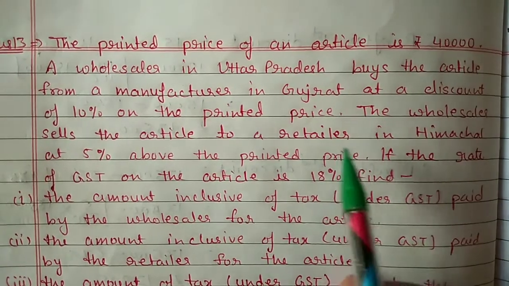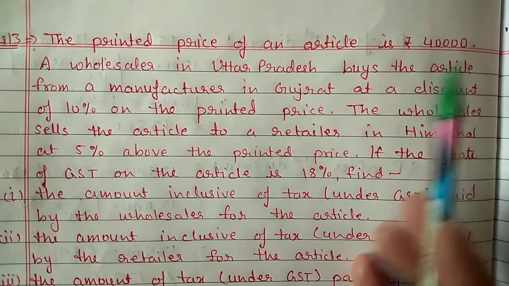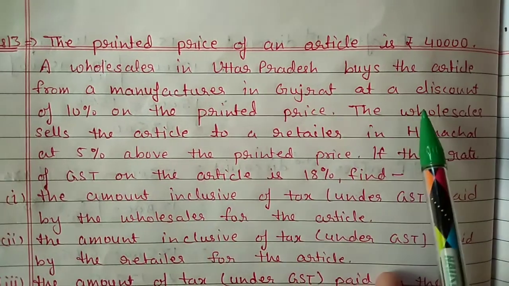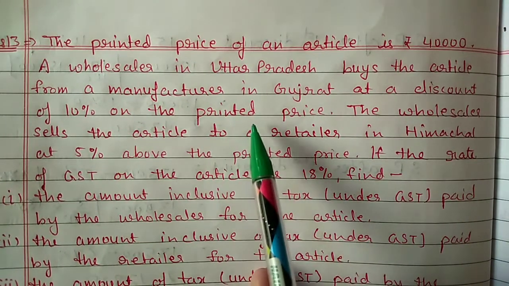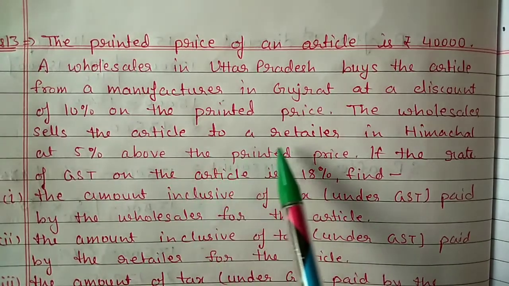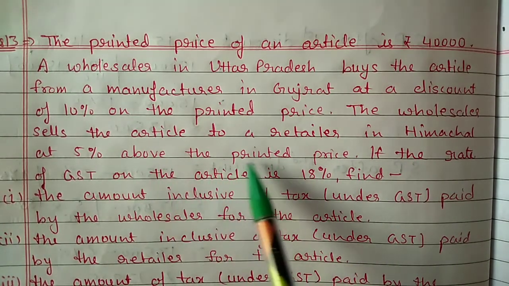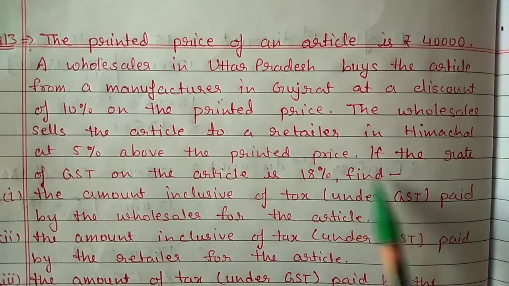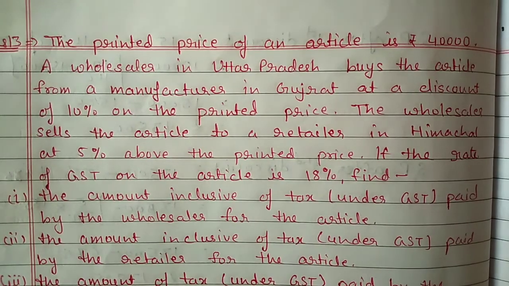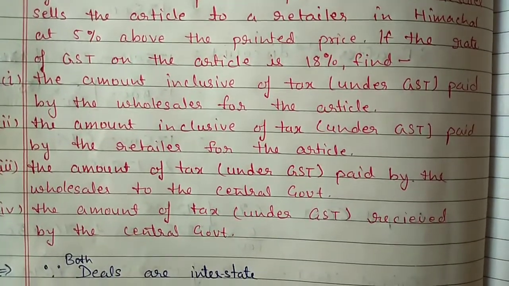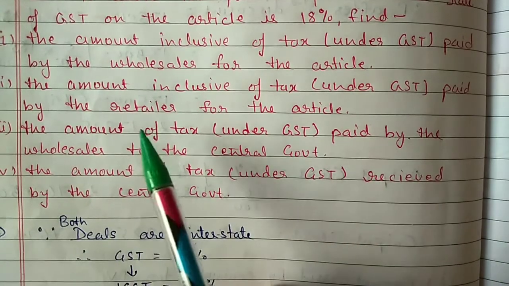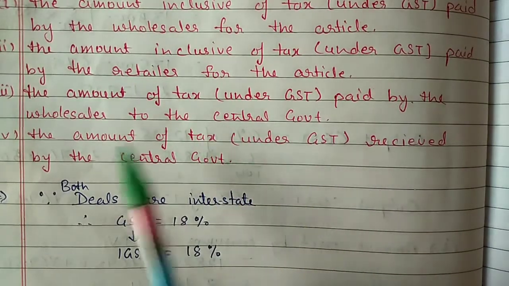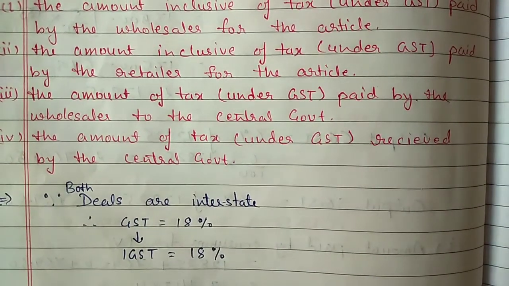Question number 13. The printed price of an article is 40,000. A wholesaler in Uttar Pradesh buys the article from a manufacturer in Gujarat at a discount of 10% on the printed price. The wholesaler sells the article to a retailer in Himachal at 5% above the printed price. If the rate of GST on the article is 18%, find the amount inclusive of tax paid by the wholesaler for the article, the amount inclusive of tax paid by the retailer, the amount of tax paid by the wholesaler to the central government, and the amount of tax received by the central government.